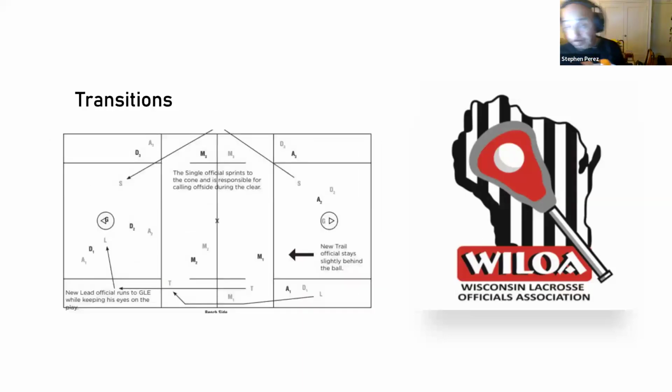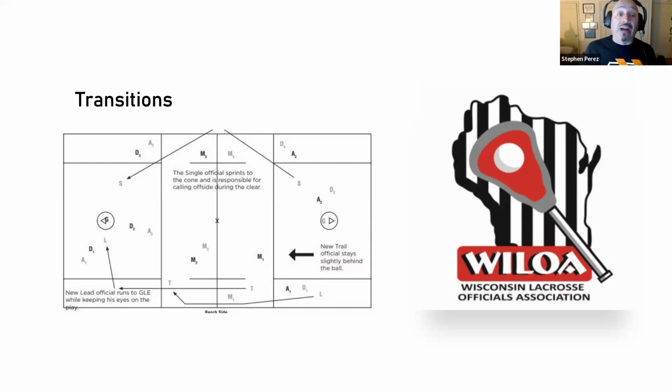Transitions. Transitions are tough. As the old lead to new trail, don't be in too big of a hurry. As the single side, get to the cone, and we all have different kinds of criteria as to when to leave the cone. I was told, stay at the cone until the ball crosses the attack line box.